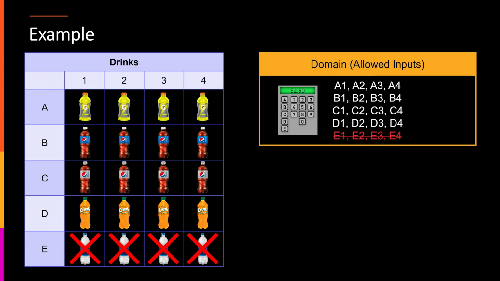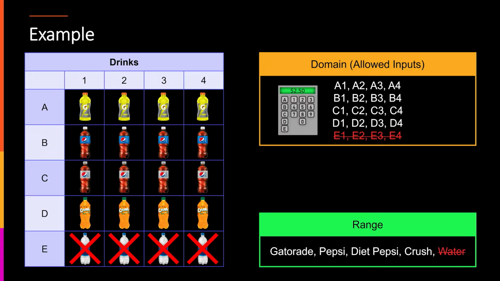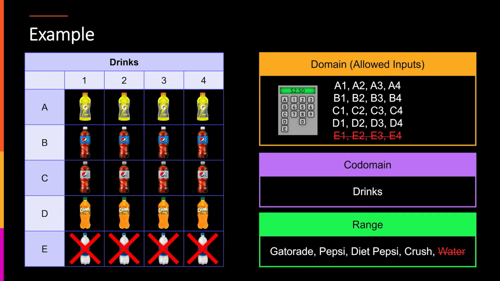So even though they're in the machine, they are not allowed inputs, which means they're no longer part of the domain. Moreover, because there's no water in the machine, water is no longer part of the range. You can't get water out, so it's not a member of the range, okay? So our domain and our range can be impacted in this way. If I can't put in the input, then it's no longer in the domain. If I can't get it back out for whatever reason, it's no longer in the range. But codomain, I could still call them drinks, right? Because drinks still describe what's in here. So codomain doesn't have to change even if we change the domain, which then changes the range, okay?